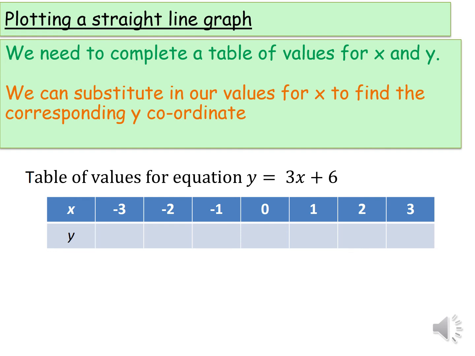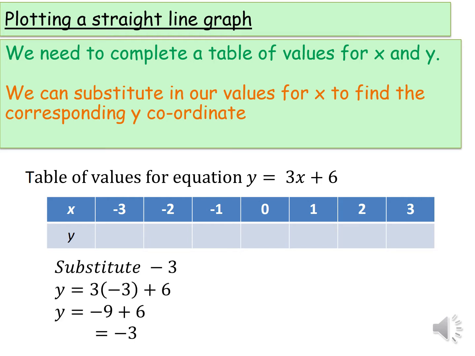So here's an example. Here's a table of values for the equation y equals 3x plus 6. Now what we need to do is substitute the values into this equation. So when x equals minus 3, we need to substitute minus 3 into this equation. You replace the x and put in minus 3, so 3 times minus 3 will give me minus 9. Add the 6 will give me minus 3. So my y value at this stage is minus 3.